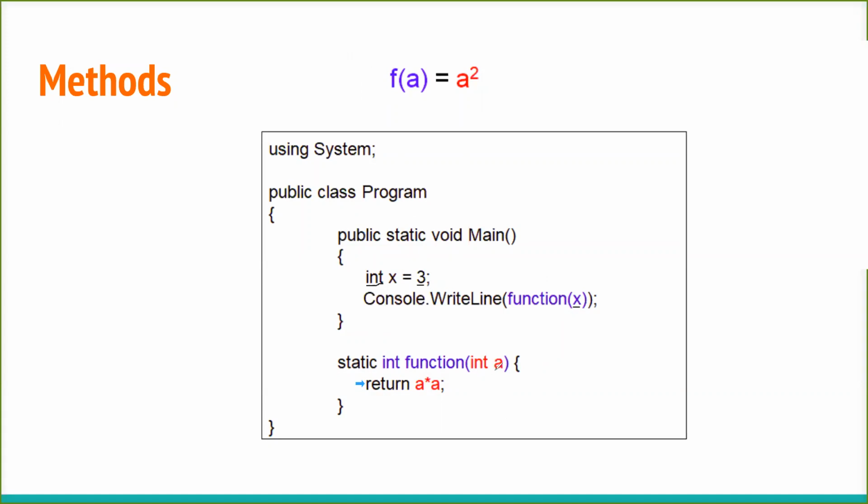So a is set to 3 because we give it x. So we give it an integer. Here it's called x, in the function it's called a. And it says return a times a, which becomes x times x basically, which is 3 times 3. So that's 9. And so this function x bit over here is just replaced with the number 9. And so then this becomes console.writeLine 9, and it'll print out 9 to the screen.